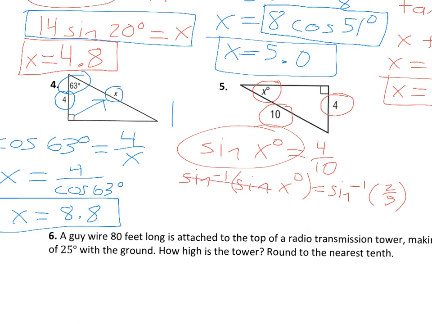That cancels this out, and I get that x degrees equals, so on my calculator I need to push second sine of, and then in parentheses either put 2 over 5 or 4 over 10 will work, and then you'll get that the angle is 23.578 or 23.6 degrees.